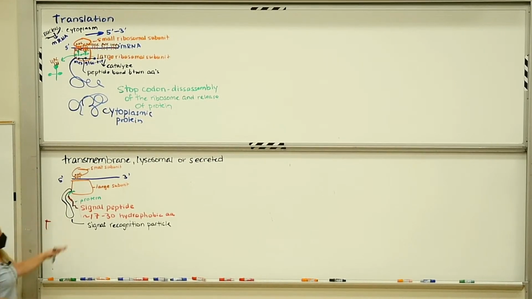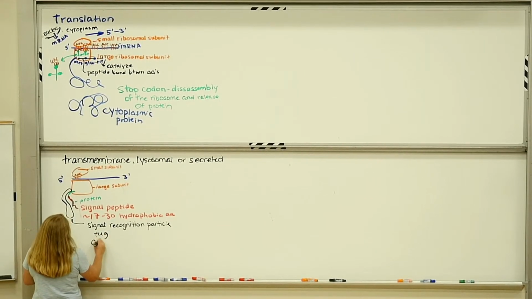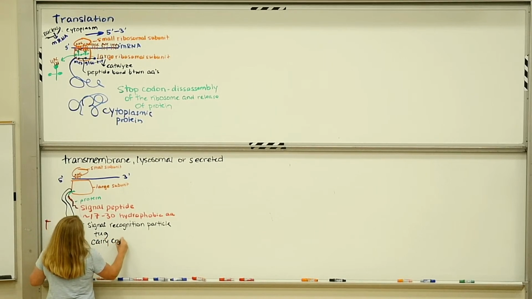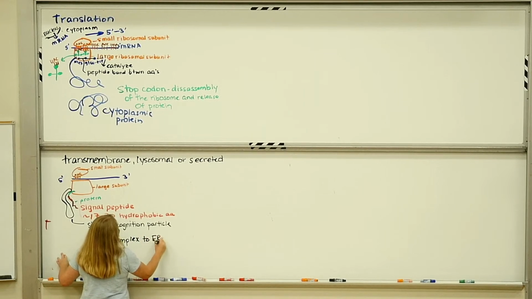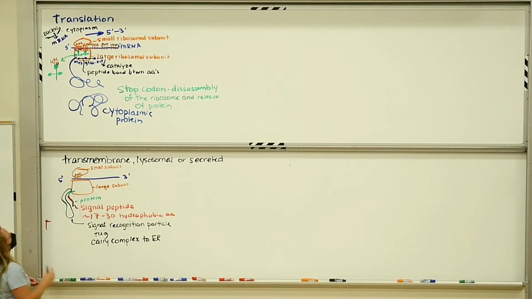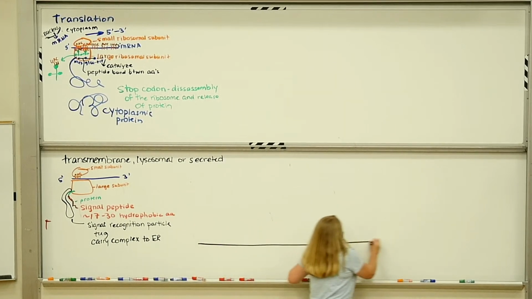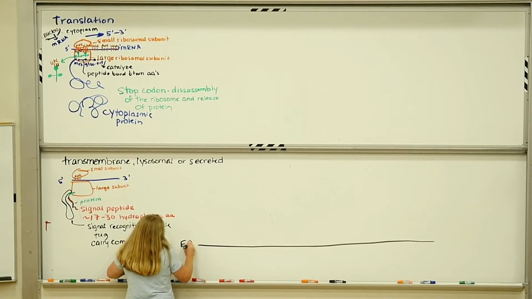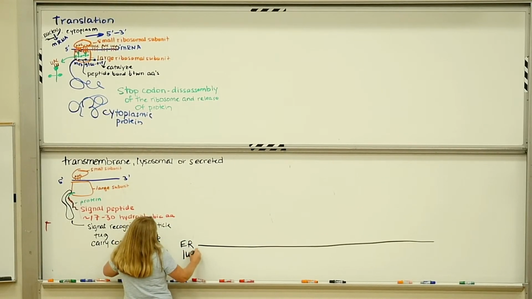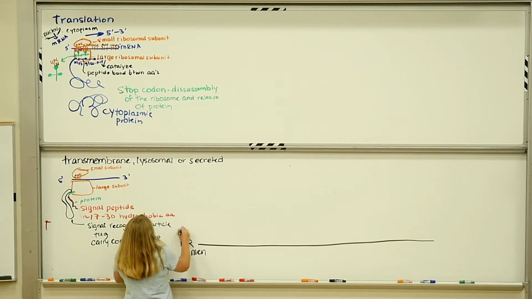This is like a tugboat. Okay? This is going to carry the entire complex to the endoplasmic reticulum. So, here's our endoplasmic reticulum. This side is meant to be the lumen of the ER. So that's the inside of the endoplasmic reticulum. This is the cytoplasm outside.